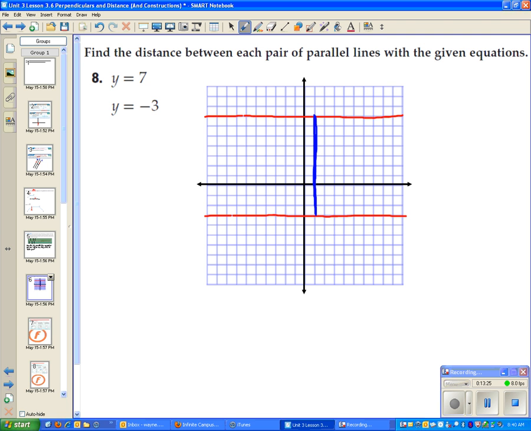What's the length of that segment? 10. Can you figure out a way to get 10 without actually drawing the graphs? Yeah, the big one minus the little one. All right, 7 minus -3. So distance equals 10.